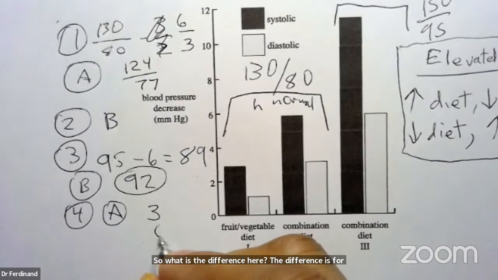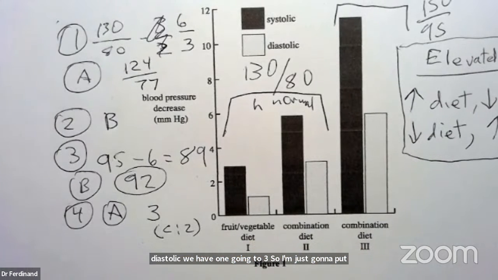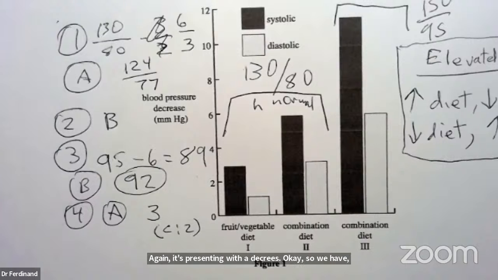So I'm just going to put in parentheses here, C is a change of 2, which is less than A. So A is the winner. And then answer choice D, again, is presenting with a decrease. Okay, so we have those, and then we're going to go on to question number 5.